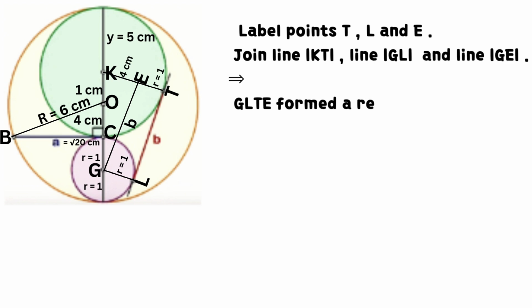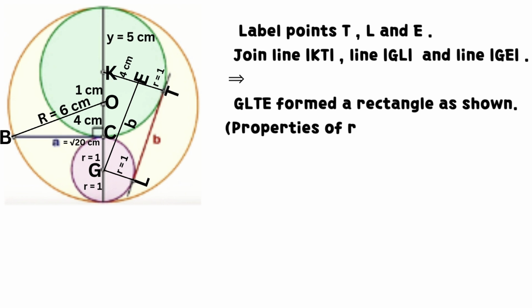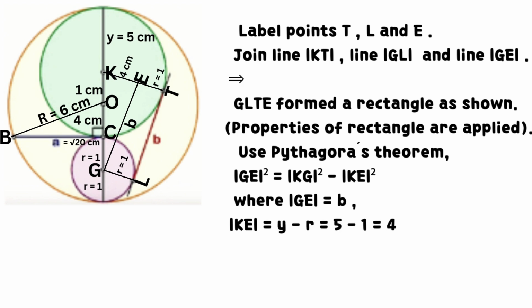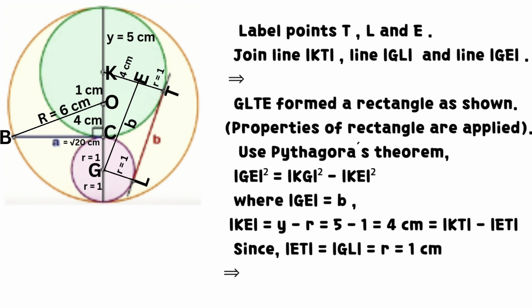Label points T, L and E. Join line K, T, line G, L and line G, E. This implies that G, L, T, E formed a rectangle as shown. Use Pythagoras' theorem. The square of line G, E equals the square of line K, G minus the square of line K, E, where line G, E equals B. Line K, E equals y minus r, which equals 4 centimeters. Since line E, T equals line G, L, which equals 1 centimeter.